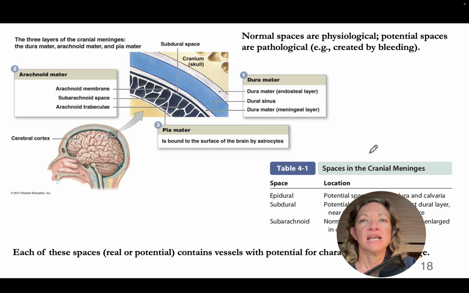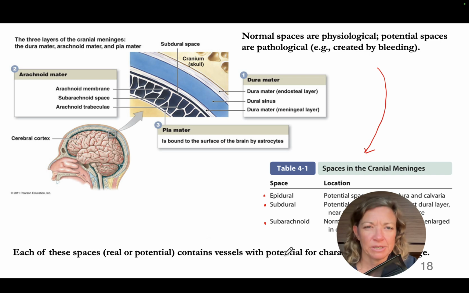Now, as I've already said, these meninges within the skull create two types of spaces. They create normal spaces that are physiological, namely one normal space, which is the subarachnoid space, and also potential spaces, which are essentially created by bleeding. And so this is the important table on this slide right here: the epidural space and the subdural space, which are potential, and the subarachnoid space, which is a real or physiological space. Now, all three of these spaces contain vessels, different vessels, and those vessels create characteristic hemorrhage in response to damage.